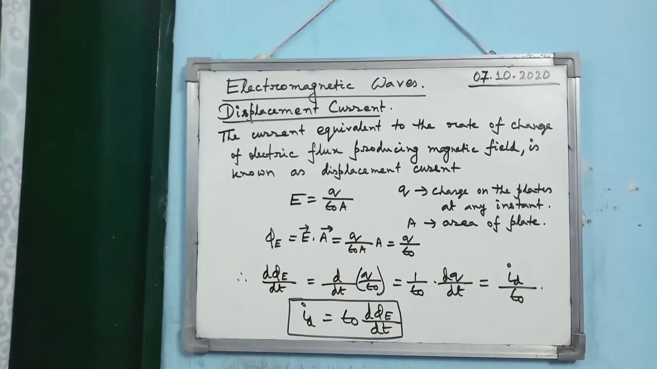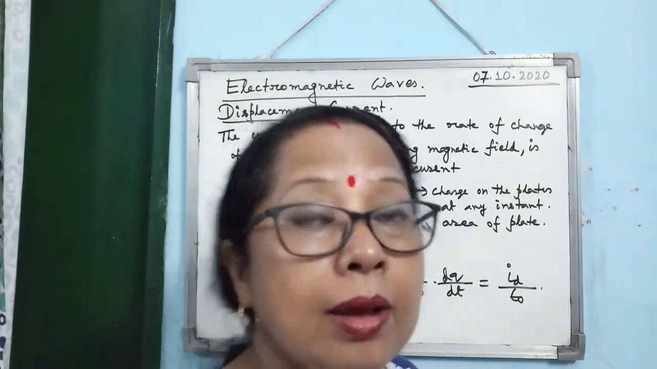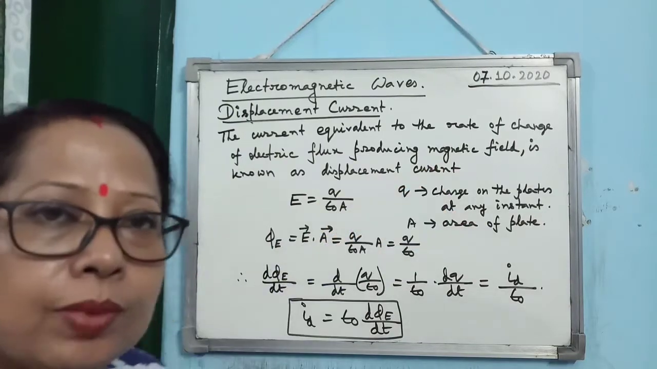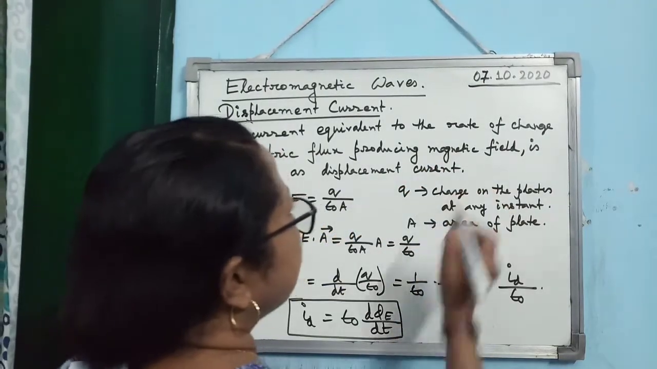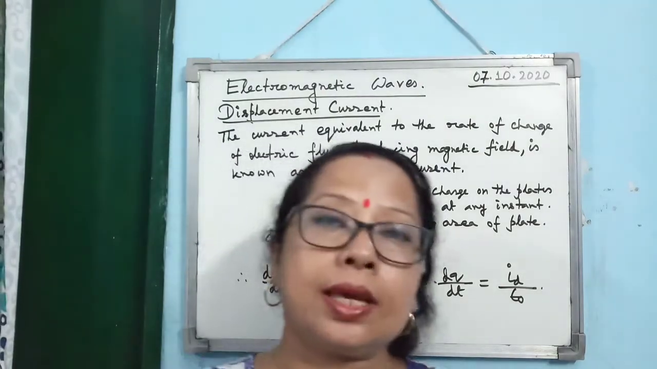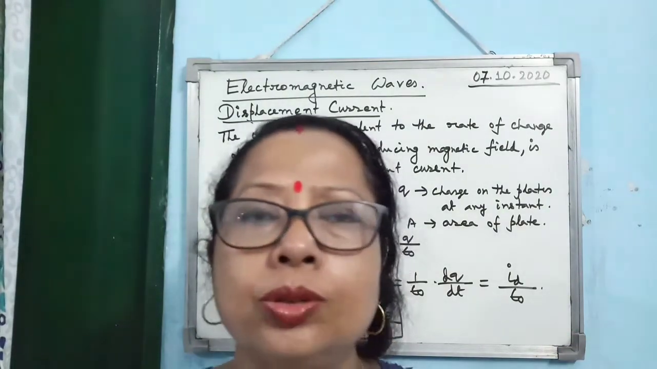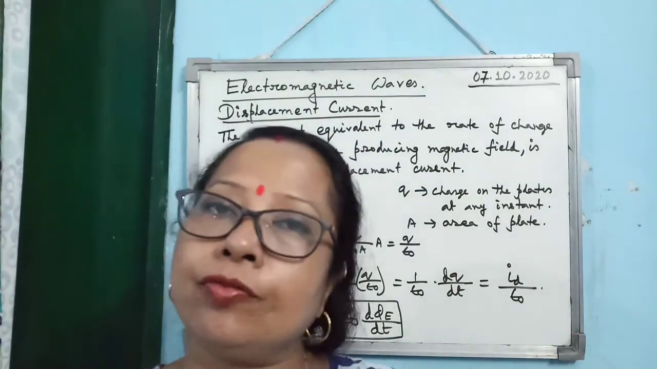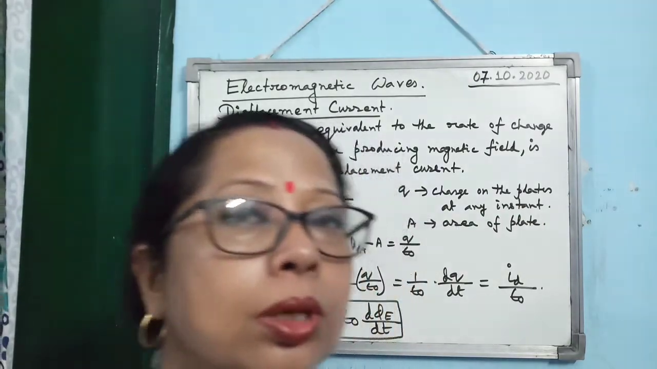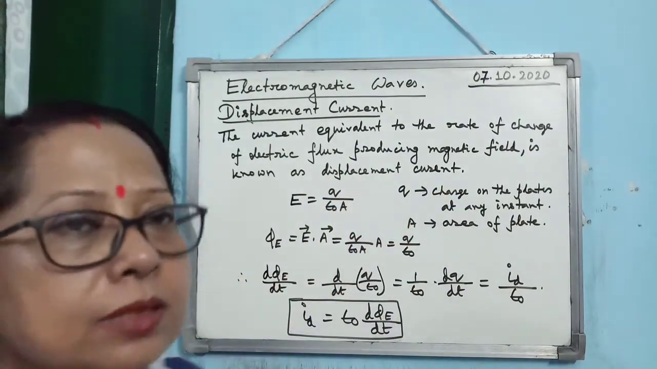So you see in this particular case how you can get the displacement current. But before that, one thing I just want to say: this definition of displacement current you must learn. The current equivalent to the rate of change of electric flux producing the magnetic field within the plates of the capacitor. I have not written that, because a time varying electric field you can get between the plates of a capacitor, and there are other examples also. So the current that is developed is known as the displacement current.